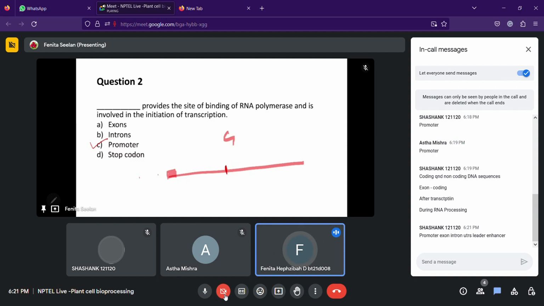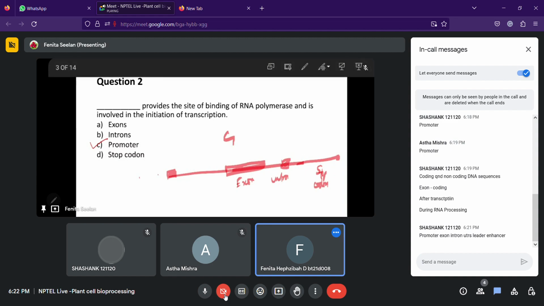Many exons will be there. Exons, introns. Say for example, exon is there, intron is there. Okay, we will write stop codon also. What else will be there? Promoter, exon, intron, UTRs, leader and enhancer. What is the order of the sequence? There is an order, right? You cannot just randomly keep your leader sequence somewhere, enhancer somewhere else.